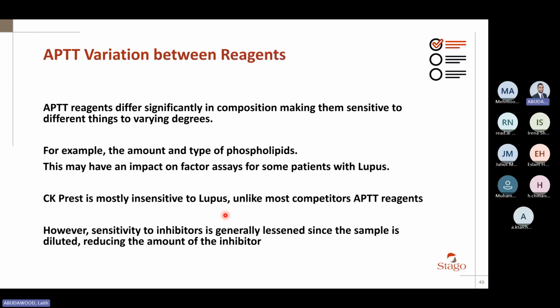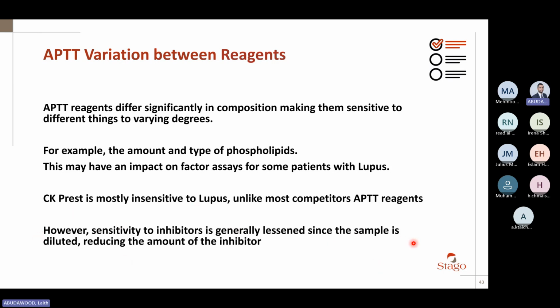And this is a great advantage for CK-Prest because with most competitors, the reagents are moderately to highly sensitive to lupus. CK-Prest is almost completely insensitive to lupus, which is very important because you don't want lupus to interfere with your factor assays. Otherwise, it will mess up your results, okay? And there is one tiny important point. I will remind you of this particular point in the last line at the end.